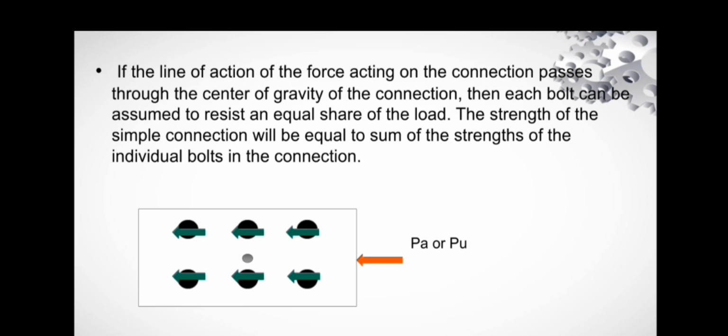So assume that these six circles right here are the bolts, and this small circle in the center is the centroid. If force PE or PU acts concurrent with this centroid right here, it is called a simple connection. The idea of the simple connection is that all of these bolts right here carry the same amount of load.